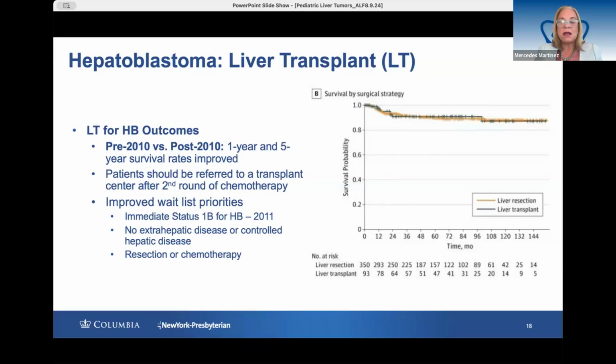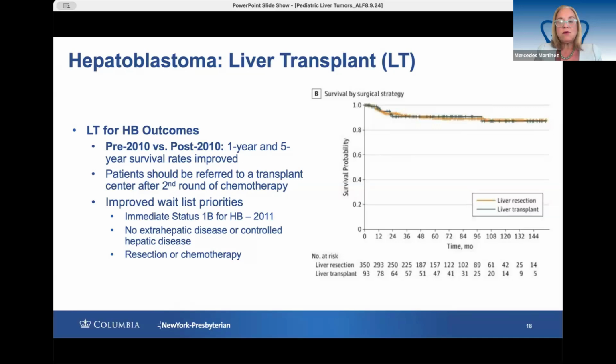Then how do you get your patients to transplant or resection? First of all, if the tumor is not resectable up front, or you decide to go up front with chemotherapy, the patient has to have imaging after the second round of chemo. If after the second round of chemo the tumor is not resectable, then you need to refer this patient for a liver transplant. If the tumor is resectable, then the patient goes to resection.